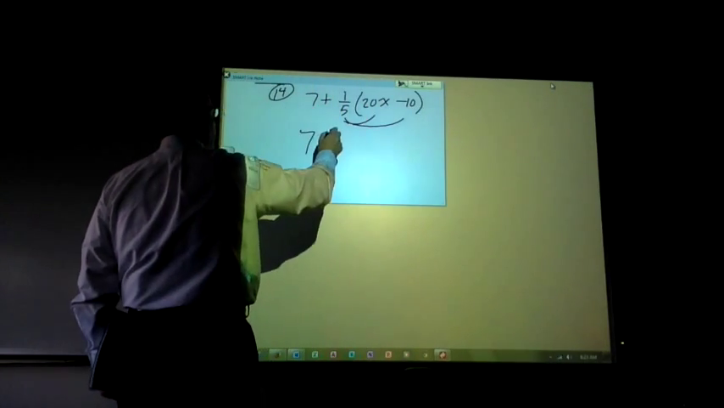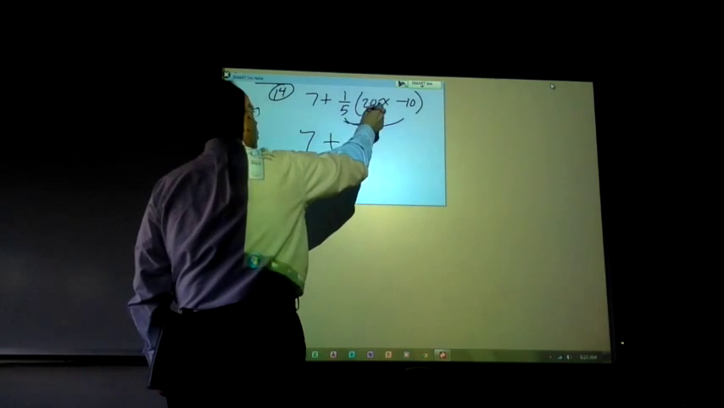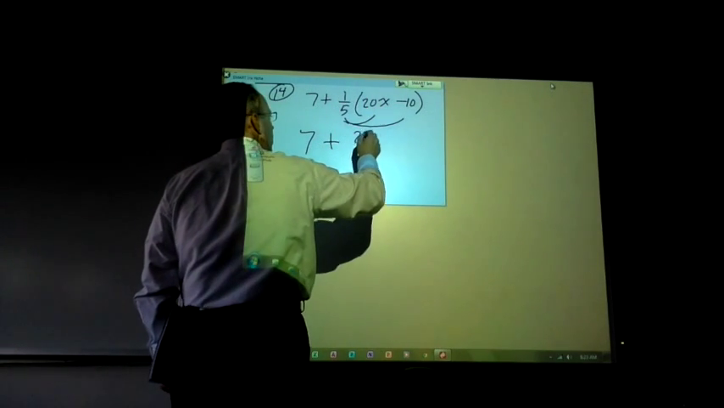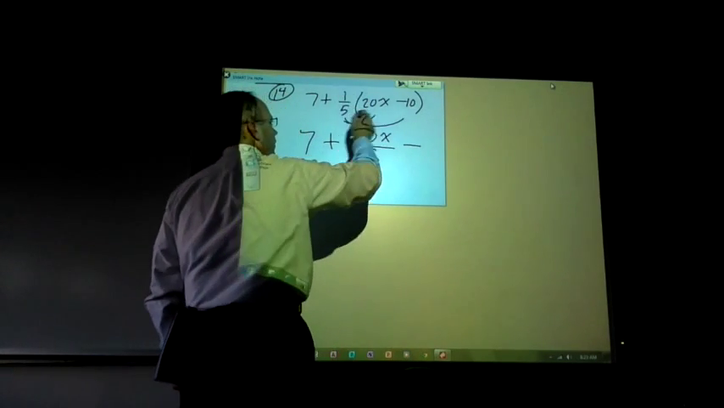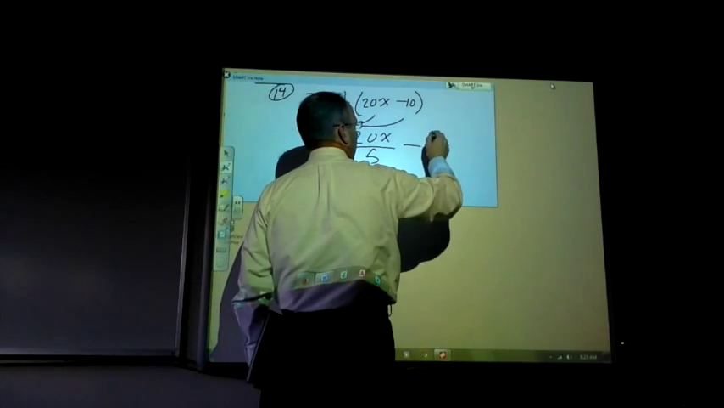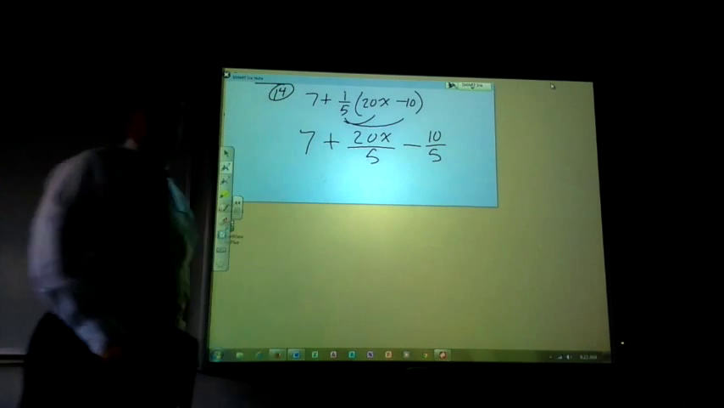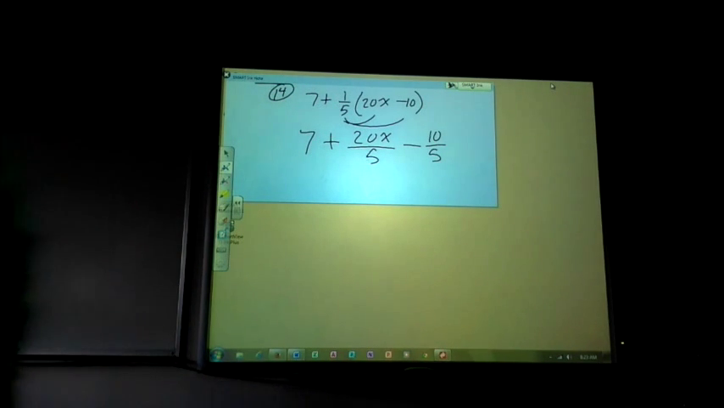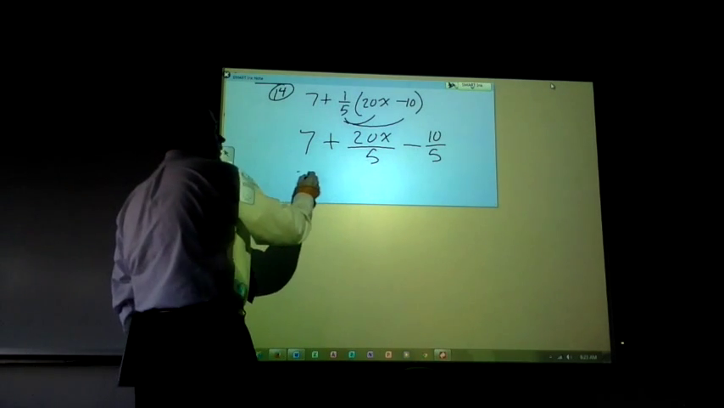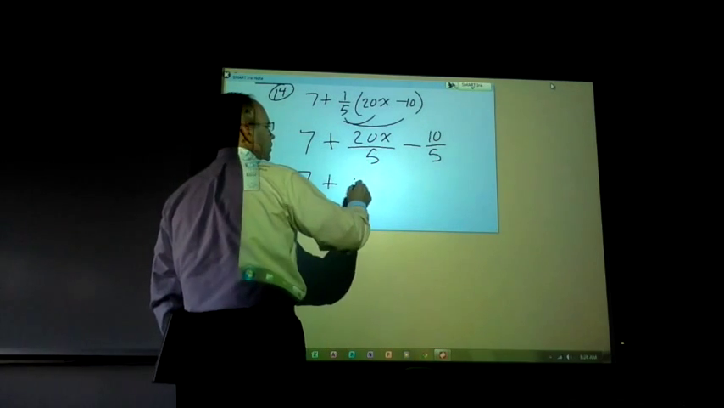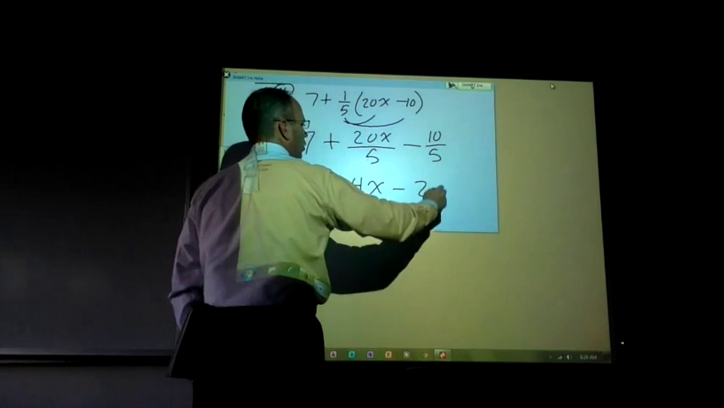So 7's coming along for the ride. The plus is still there. 20 times 1 is 20, so I get 20x over 5. And then minus 1/5 times 10, that gives me 10 over 5. Now the step that might have been skipped here is you might have already realized 1/5 of 20 is 4 and 1/5 of 10 is 2. You could skip it, but in case you didn't see that step, I went this way, so I get 7 plus 4x minus 2.